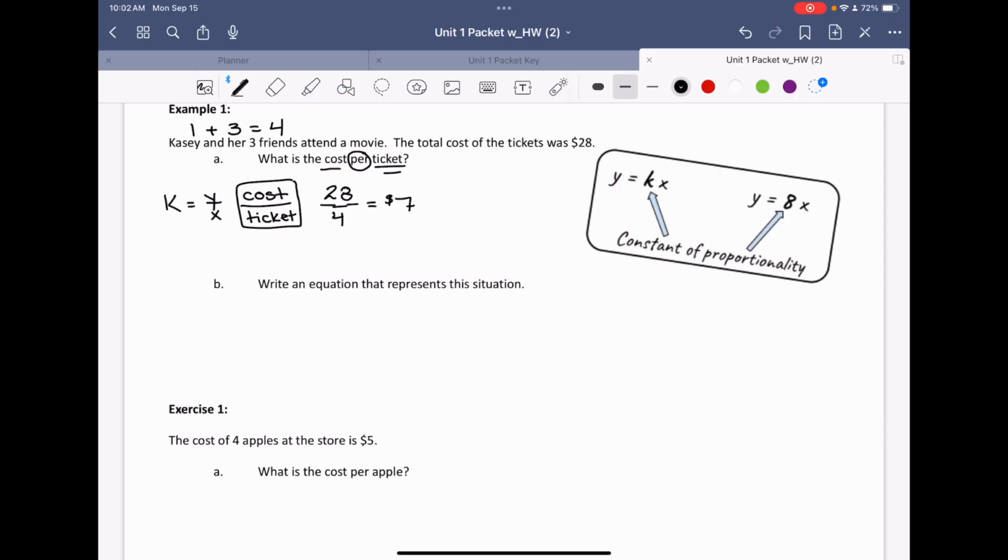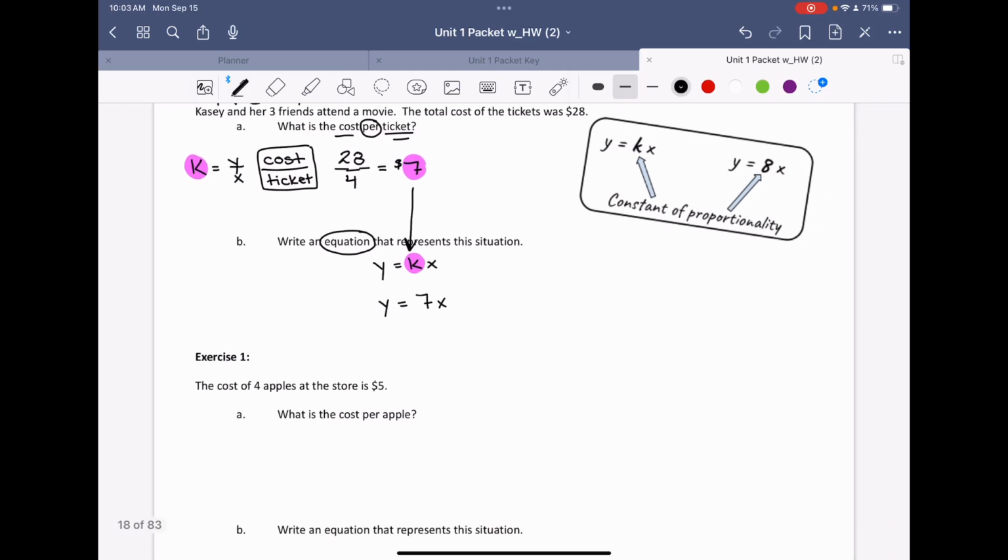Since I know that each ticket was $7, I can write an equation that's going to specifically represent this situation. That equation should be in the form always y equals k times x. When I go to rewrite this, here's where your highlighter comes in handy. 7 is what we found k to be. So therefore, I'm going to take 7 and just replace it in that formula with k. So y equals 7 times x.